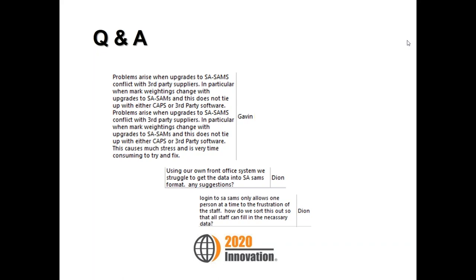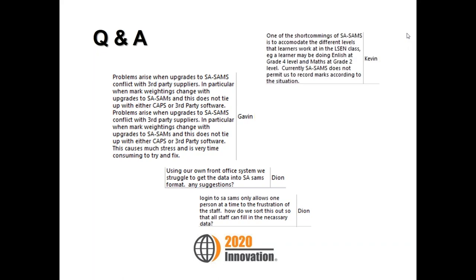Okay, using our own front office system, we struggle to get the data into SASAMS. Any suggestions? Dion, I'm presuming that you're talking about an administration system called front office, which I'm also aware of and haven't worked on it, but I'm aware of it. I would say that needs to be directed to your front office support. If we're talking about a specific system, get hold of the system support and they can sort it out.